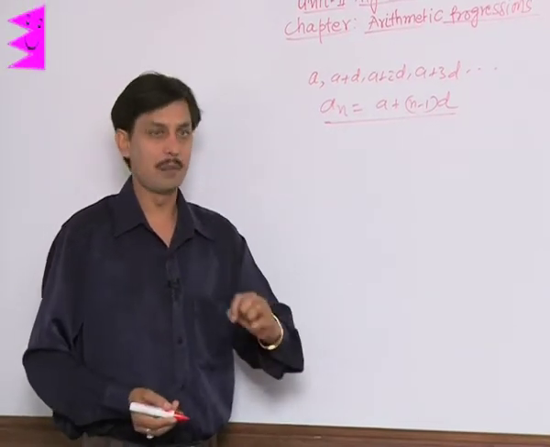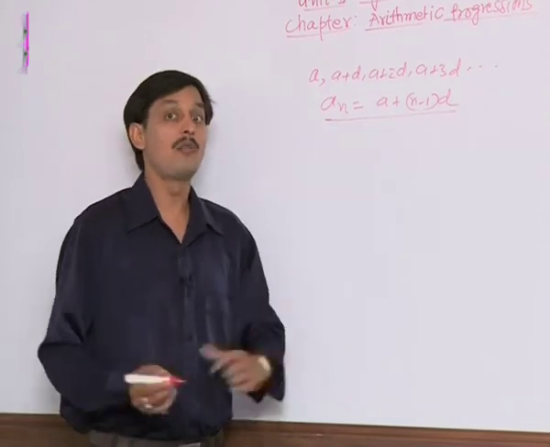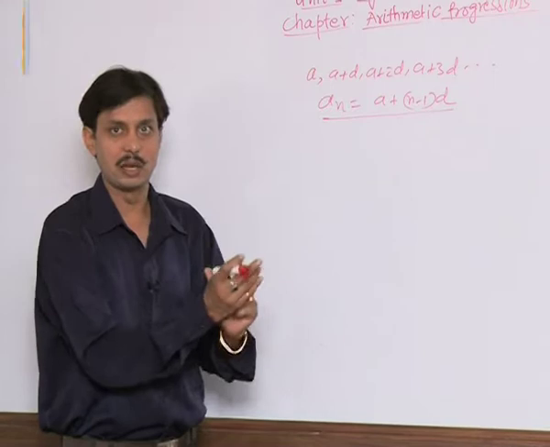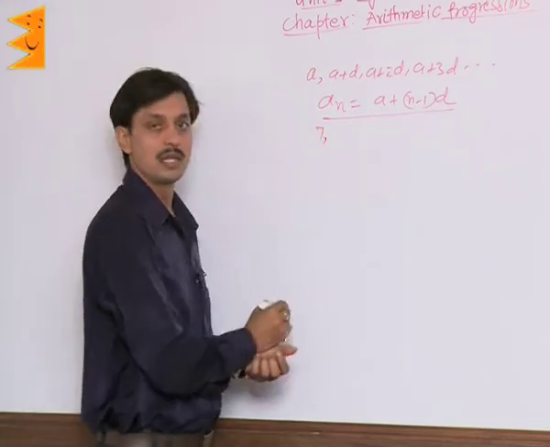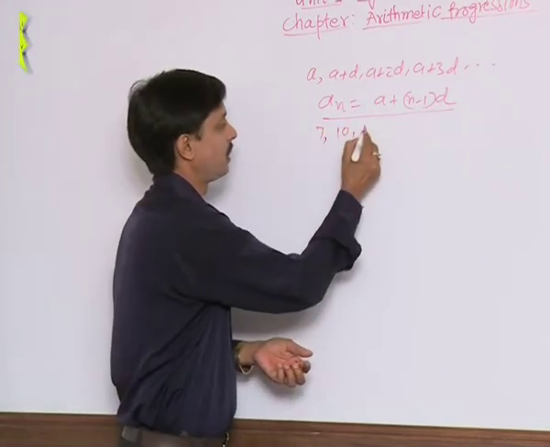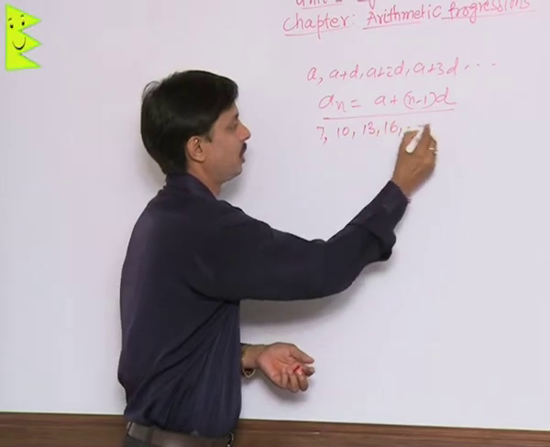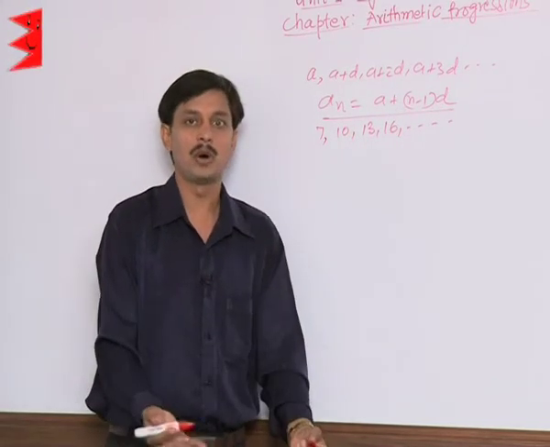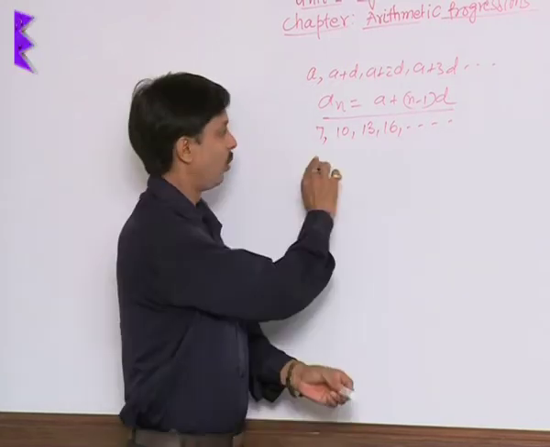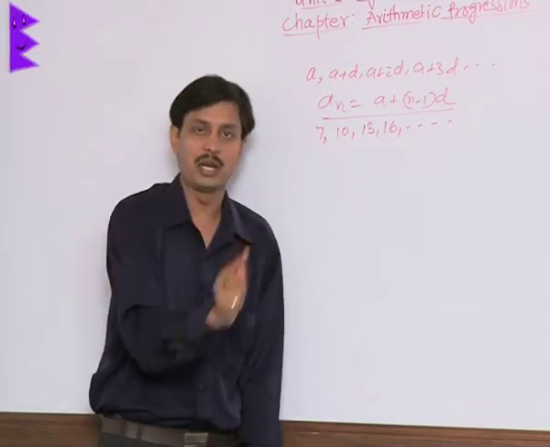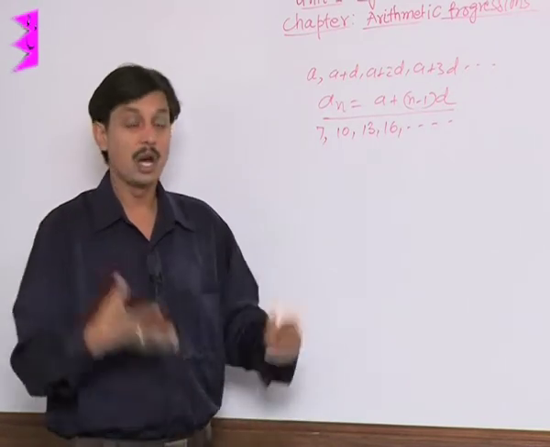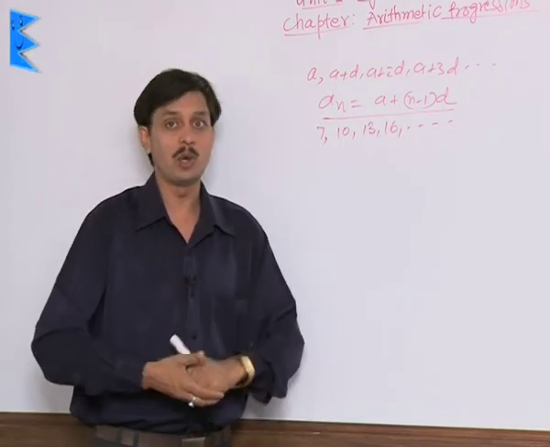If we take an example, we will use this formula for finding a particular term. Suppose I take one example: 7, plus 3 is 10, 10 plus 3 is 13, plus 3 is 16, and so on. This is an arithmetic progression. First of all, one question may arise whether the progression written 7, 10, 13, 16 is an AP or not. How will we verify that it is an AP or not?